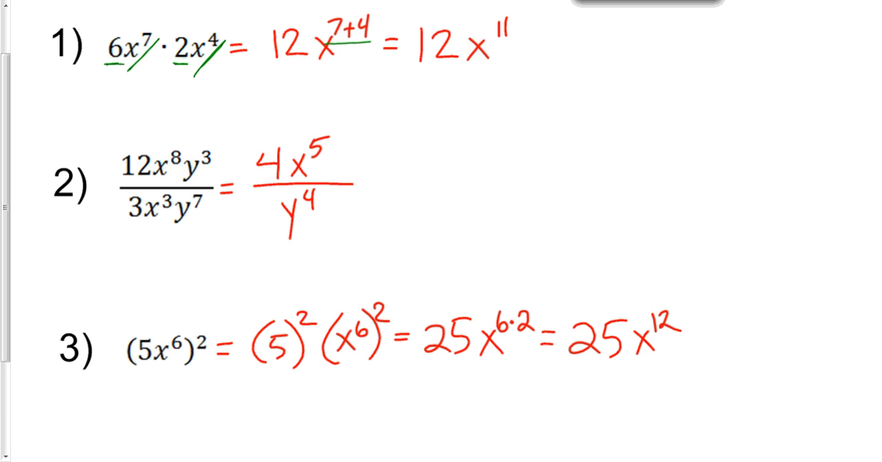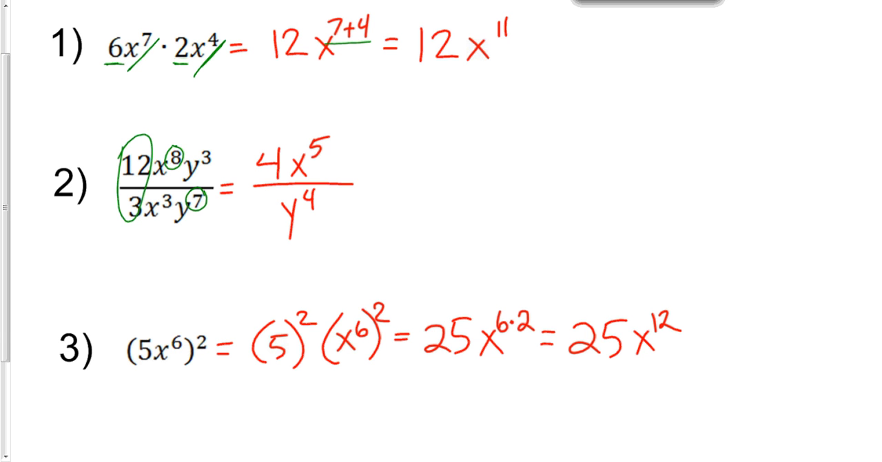And number 2, start with your coefficients again. 12 divided by 3 gave us 4. Then we look at our x's. The bigger exponent's on the top. So we do 8 minus 3 to give us x to the 5th, and that x stays on the top. With our y's, however, the bigger exponent was on the bottom. So the difference between 7 and 3 is 4. So we have 4 y's left over, and those have to stay in the denominator because the bigger exponent was in the denominator.